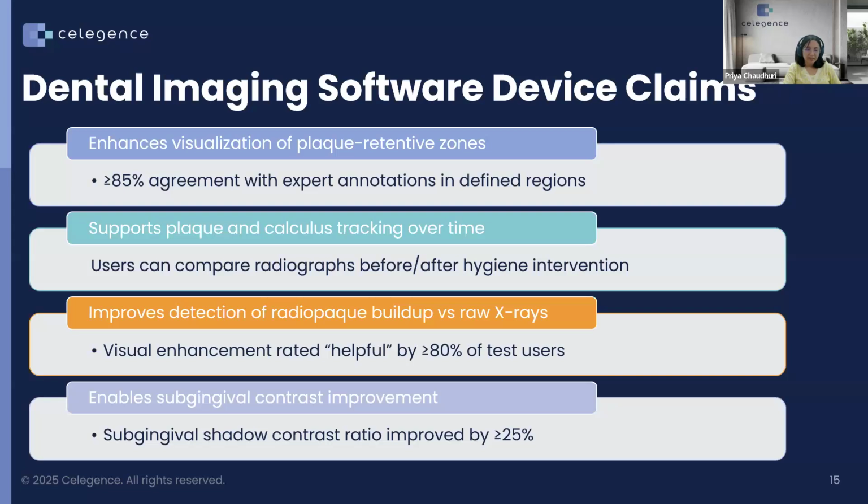And finally, it enables subgingival contrast improvement. So one of the most valued features in dental imaging is its ability to improve contrast in subgingival and interproximal areas where plaque often hides. So if contrast ratio improvement is shown to be more than 25% in enhanced images by the software compared to the original, that provides a strong technical validation for this claim.